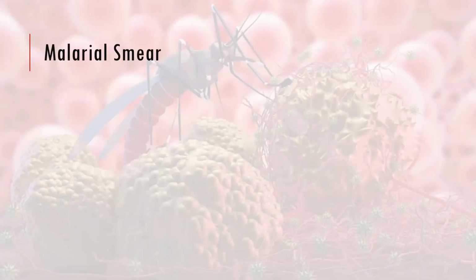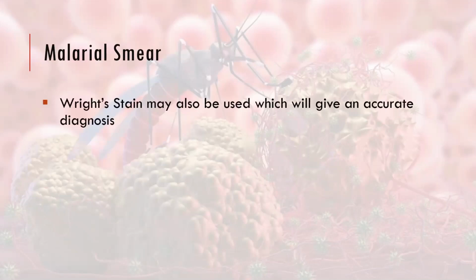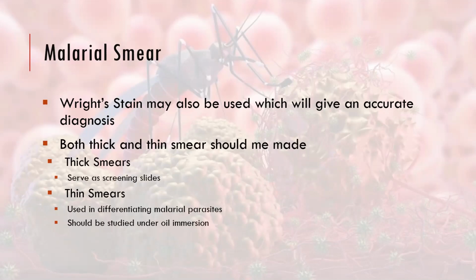Okay, so malarial smear is usually stained with Wright stain, which will give an accurate diagnosis. But if you don't have Wright stain, Giemsa stain will do. Okay? Both thick and thin smear should be made. Para saan gayang thick and thin na iyan? Thick for screening. Tingnan natin kung may ring form. Thin for differentiating malarial parasites. And take note, it must be studied under oil immersion.